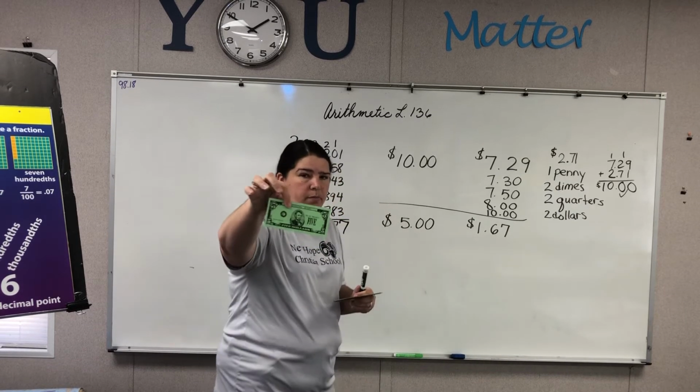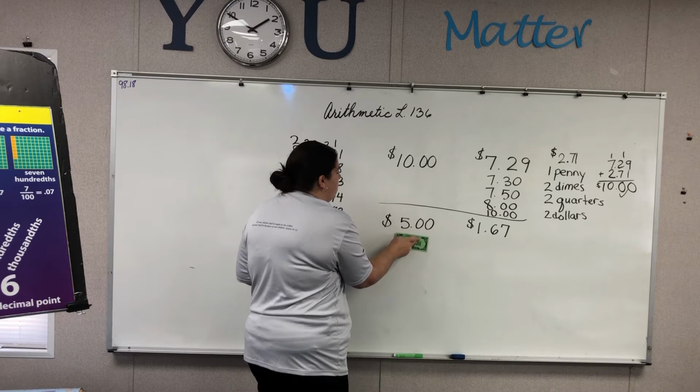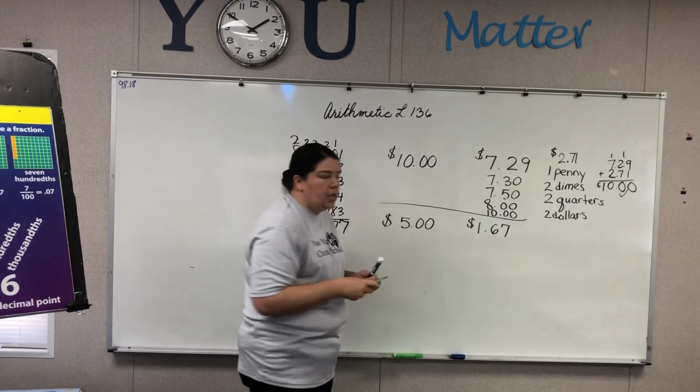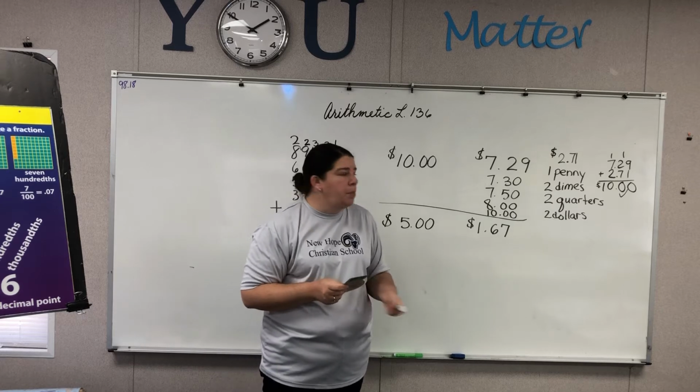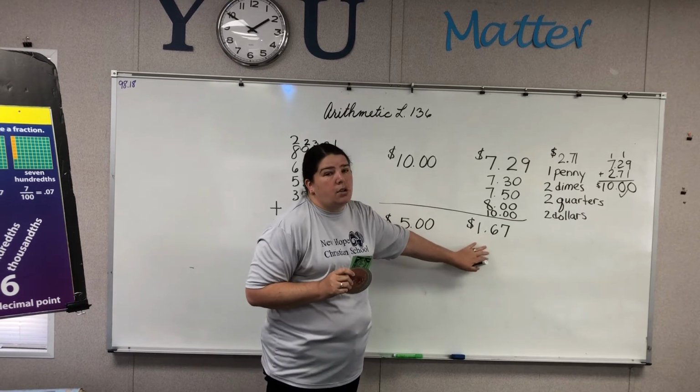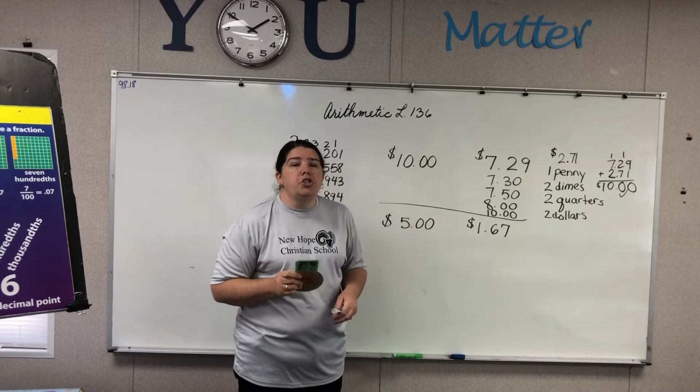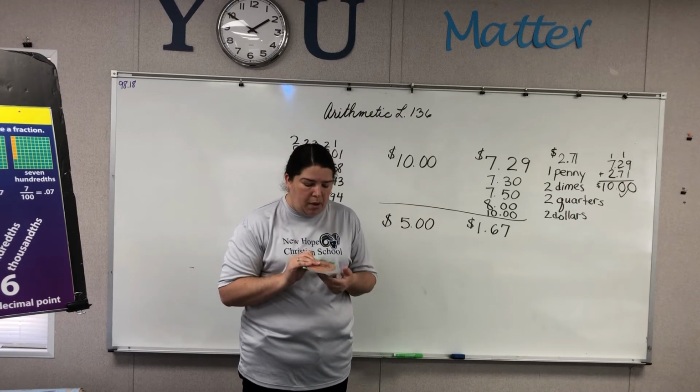Can you see it? Your $5 bill is what you give to the cashier. Now, if you give the cashier a $5 bill, but your item only costs $1.67, you need some change back. The person should start with the lowest amount of money.